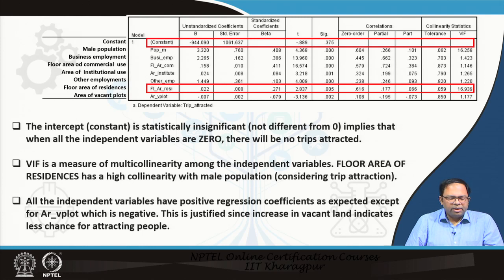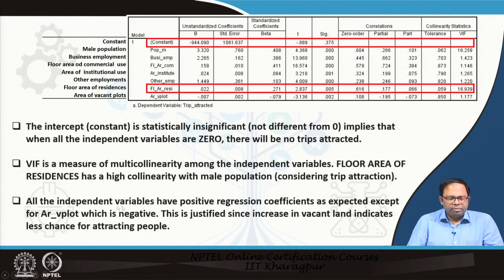And then VIF is a measure of collinearity among independent variables. Floor area of residences has high collinearity with male population, considering trip attraction. So even though the significance value is 0.005, because it is highly collinear, there is multicollinearity with other variables like male population. That is why it should be ignored, and it should be removed from the model.